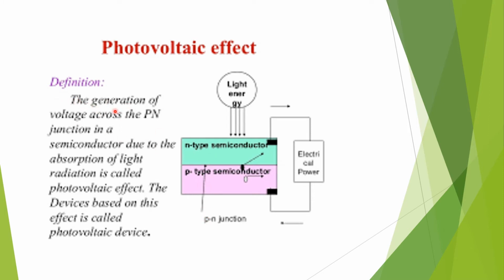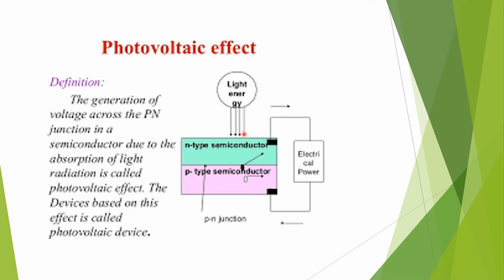The generation of voltage across the PN junction in a semiconductor due to absorption of light radiation is called the photovoltaic effect, and the devices based on this effect are called photovoltaic devices, as you can see in the diagram.